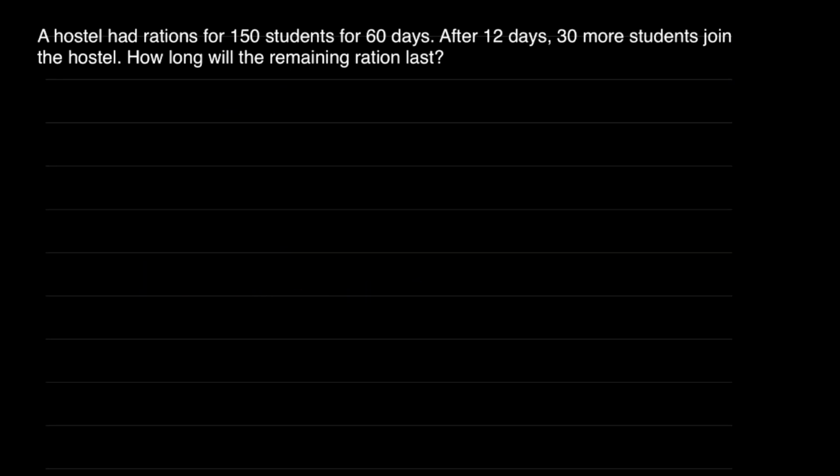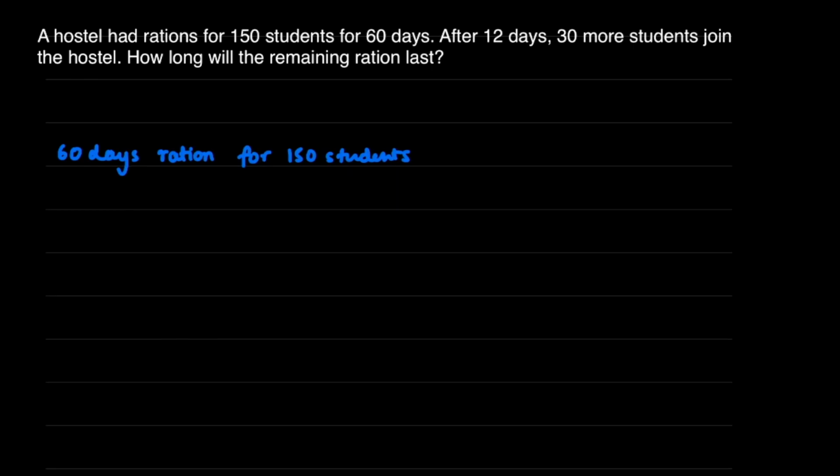So in this question, we have a hostel that has rations for 150 students for 60 days. But after 12 days, 30 more students join the hostel. So we have to find out how long the remaining ration will last. So let's start by following the word problem. We have 60 days of ration for 150 students. And everything was well and good for the first 12 days. And after 12 days, the scenario changes.